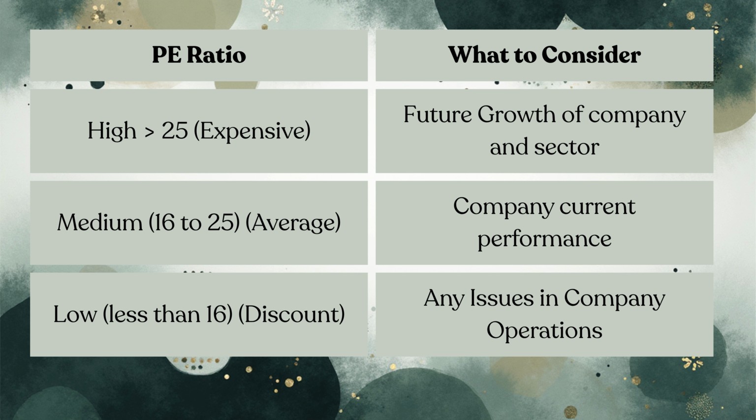Similarly, if a company's PE ratio is medium, then you need to analyze the company's current performance and what is there for you in the near future. And if PE is low, then as I said, we need to analyze whether there are any operational issues or problems with that company before making an investment. Now, I hope it's clear on the PE calculation. Now, let's go back to the company examples and see the data again.